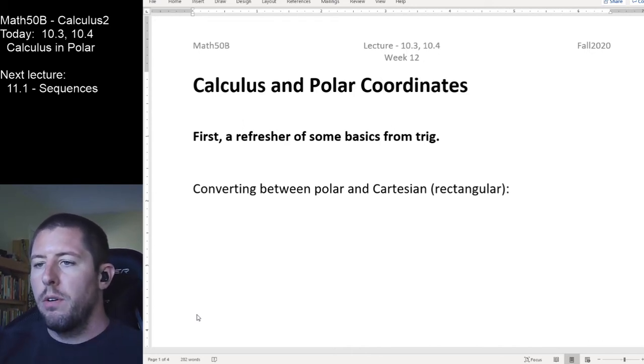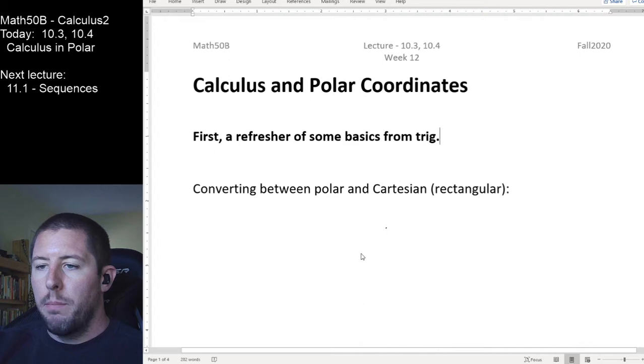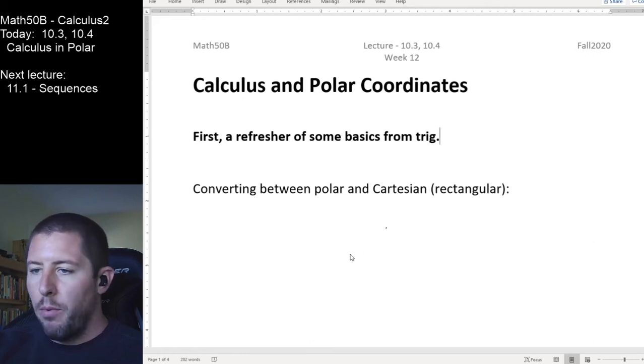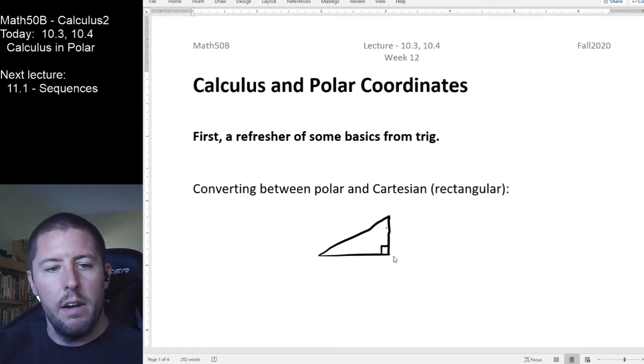So first, a refresher of some basics from trig. Converting between polar and Cartesian is a super important thing to be able to do. Whenever anybody asks me for help with this, I am a sarcastic jerk, and the only thing that I do for those types of people that still are asking me those type of questions is I only draw a triangle, and then I don't tell them anything else, because this triangle right here should get you everything that you ever need to know for converting between polar and Cartesian.